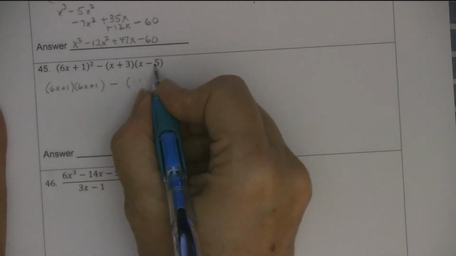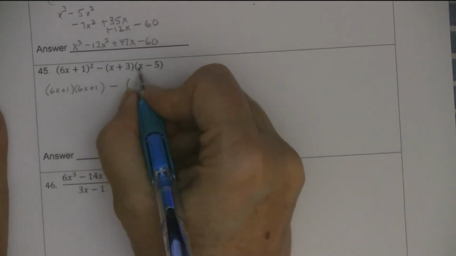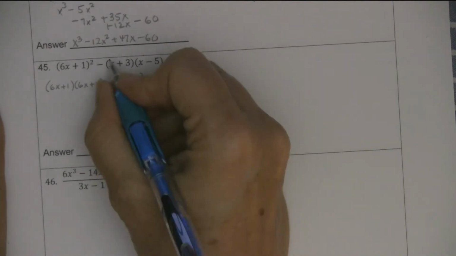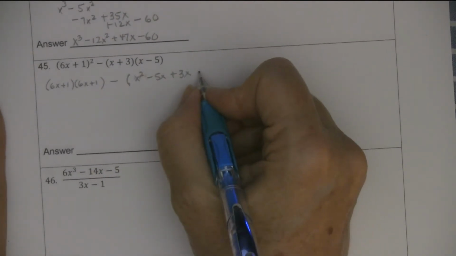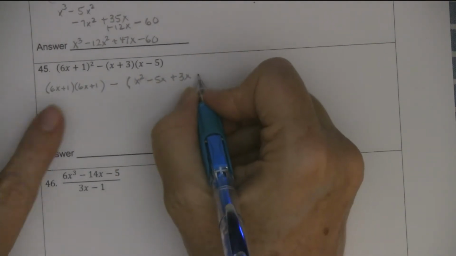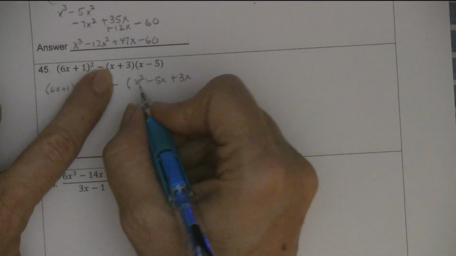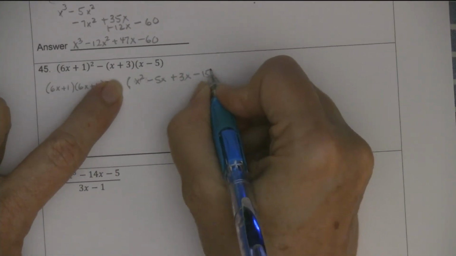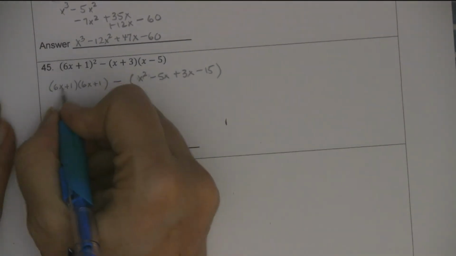I'm going to FOIL this, but see how that negative needs to distribute. So after I FOIL it, the negative will have to distribute. So I'm going to get x times x is x squared. When it's a plus, I don't have to worry about it. Minus 5x plus 3x, and then minus 3 times negative 5 is negative 15. So I've got that negative right there. So I'm just foiling this.